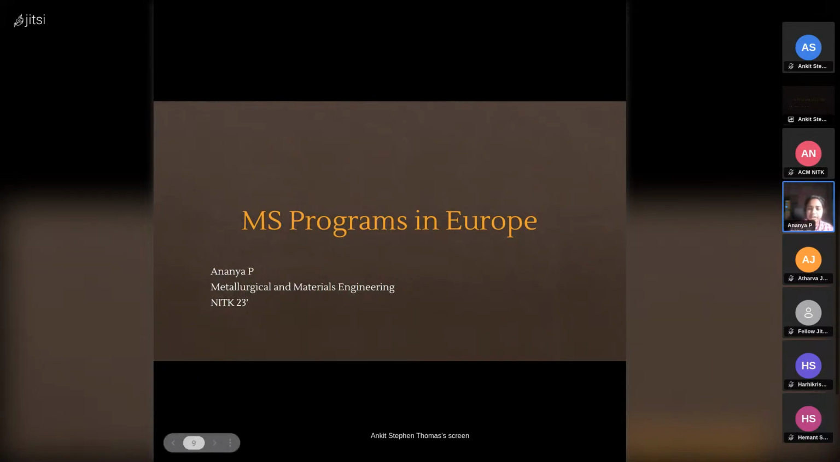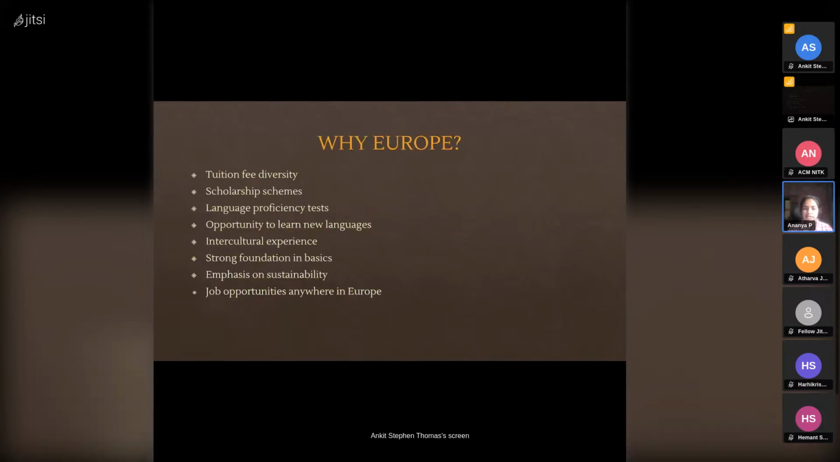So hello everyone. My name is Ananya and I'm from the Metallurgical and Materials Engineering Department of 23 batch from NITK. So I'm sure the other speakers will cover enough about the application process itself, about the SOPs, your CVs, and what kind of universities to apply. So one thing that I would like to show in my presentation today is the different scholarship programs which are there in Europe, because that's what I have applied for. So can we move on to the next slide?